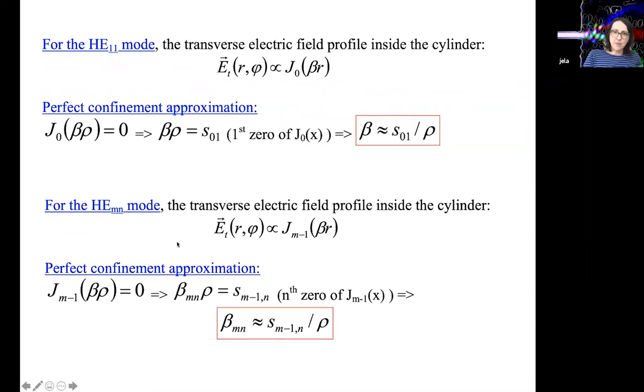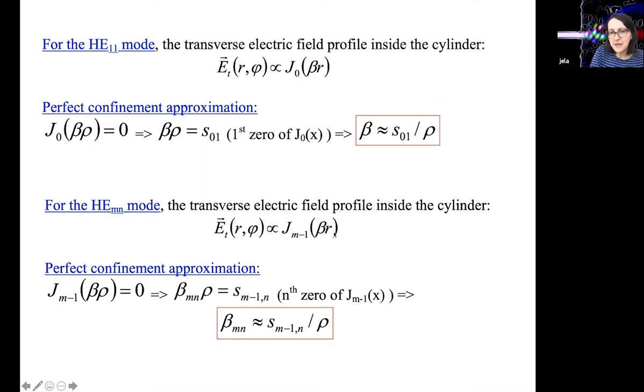If you pick HEMN mode, which is what we also had when we looked into microdisks, then a transverse distribution of the electric field would be proportional to Bessel function of order M minus one of coefficient beta r, right? So this is just the notation that people use for what m and n correspond to. I know we used previously for TEMN mode, Bessel function J M. Here for HEMN mode of the micropillar is Bessel function of the order M minus one, right? So don't get confused. It's almost the same, but just the way people decided to enumerate these modes is different between microdisks and micropillars. So for HEMN mode, it's J M minus one, Bessel function of beta R.